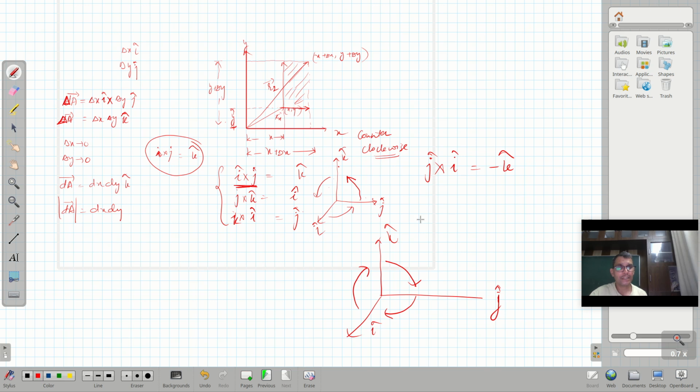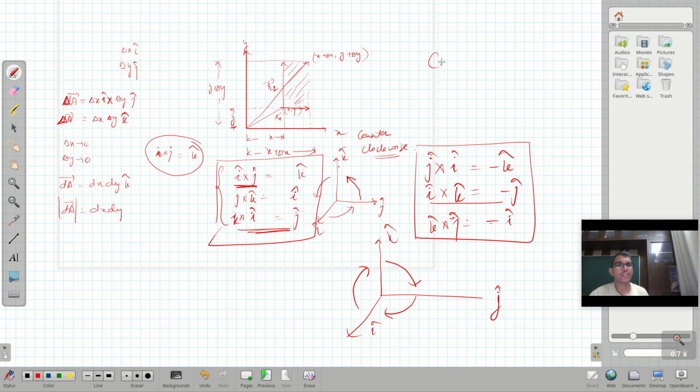Similarly, j to i or i to k gives me the minus j vector. Just have a look at these two parameters. Then i to k and k to j, k to j is always minus i cap. So these are the few things which we have to remember when we consider the cross product.